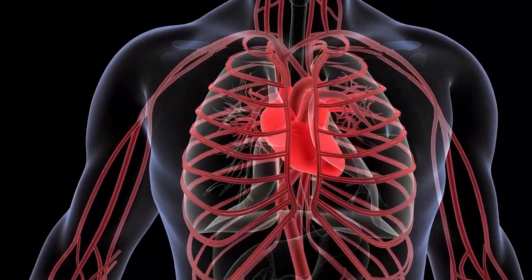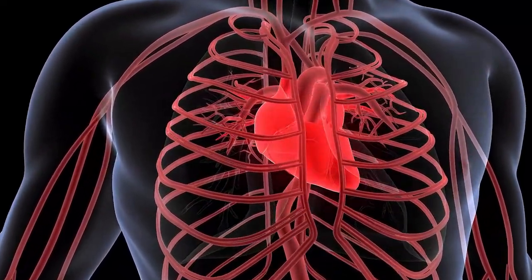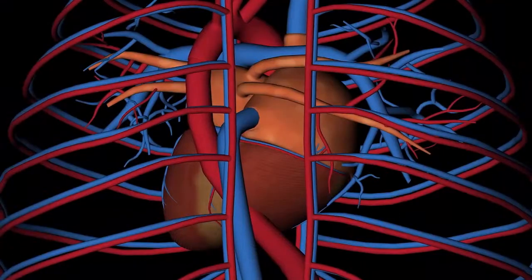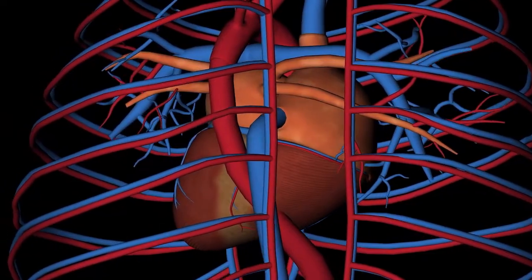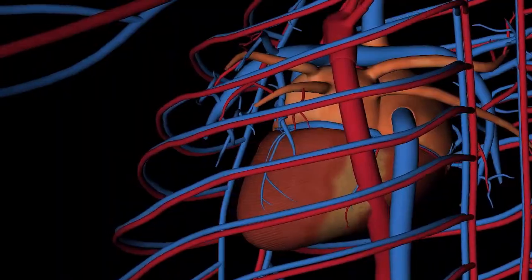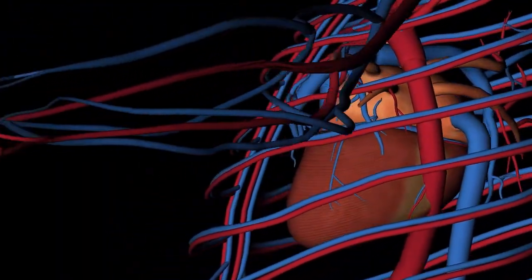It receives oxygen-depleted blood from the body and pumps it into the right ventricle through the tricuspid valve. The right ventricle is the lower chamber on the right side of the heart. It pumps the oxygen-depleted blood to the lungs through the pulmonary artery to be oxygenated.